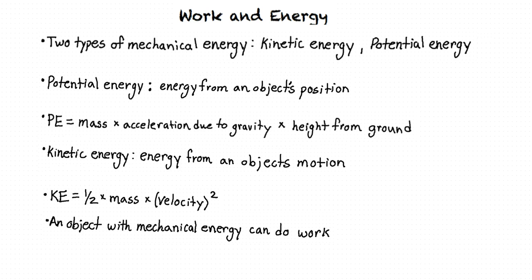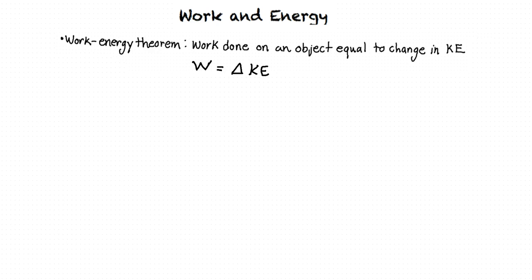A very important principle in physics is the work energy principle, which states that the work done on an object by a net force equals the change in kinetic energy of the object. This principle is modeled by this equation. W equals delta KE, or work equals the change in kinetic energy. Let's try out a problem involving work and energy.